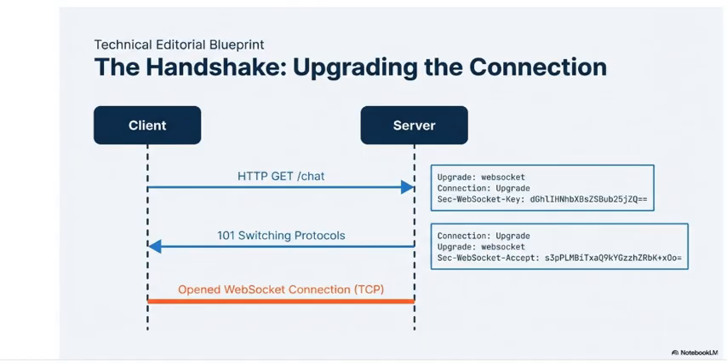So how does the server prove it speaks WebSocket? The server takes that key, it appends a specific magic string, this globally unique ID from the spec, hashes the result with SHA-1, and sends that back in the Sec-WebSocket-Accept header.